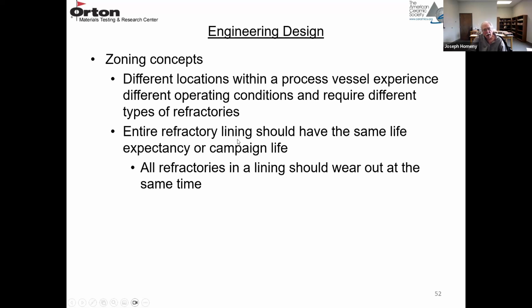So you want the entire refractory lining to have the same life expectancy or campaign life. You want the lining to wear uniformly. You don't want a portion of the lining to completely wear out and the remaining portions of the lining to have very little wear. So you want all the refractories in the lining to wear out at the same time, and that will maximize the campaign life.